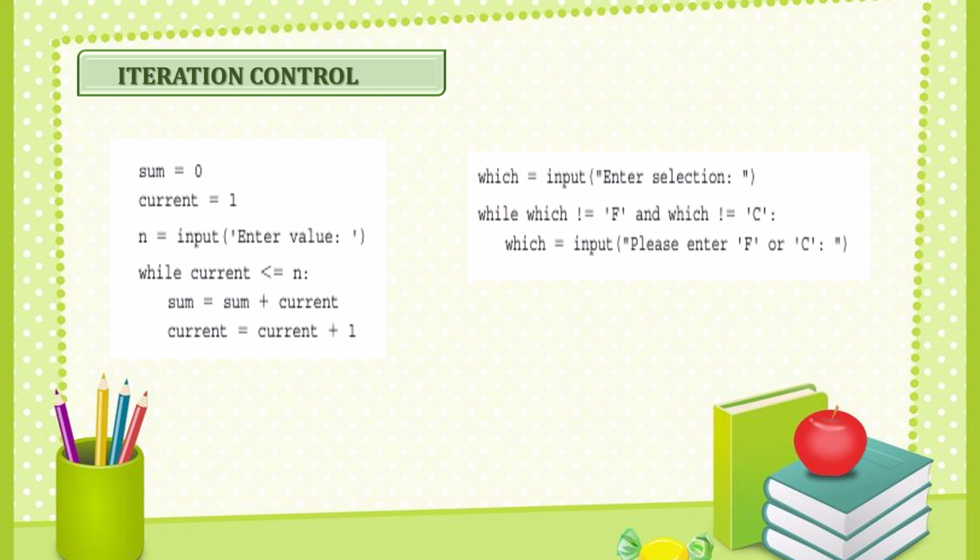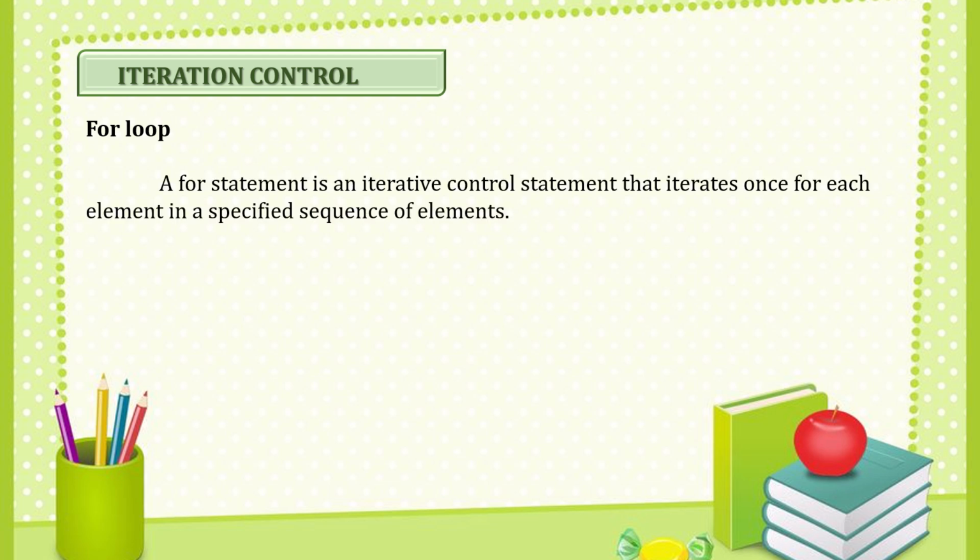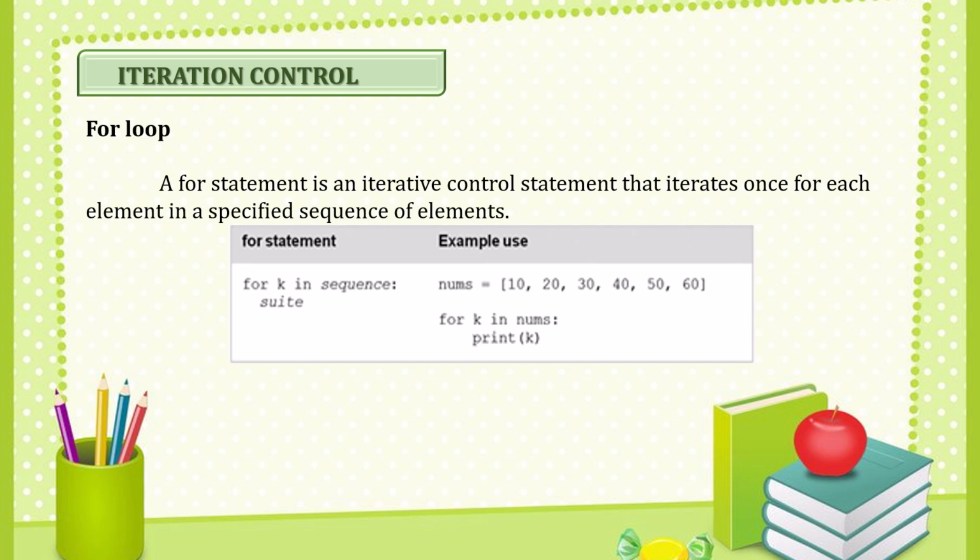So moving on to the next thing, that is the for loop. Till now we have seen what is while. Now we are going to the next thing called for. So what is a for? A for statement is an iterative control statement that iterates once for each element in a specified sequence of elements. So here we have the syntax and example for it. It always starts with the keyword for, and we have a variable, and with the help of that variable we will be moving on through that particular sequence.